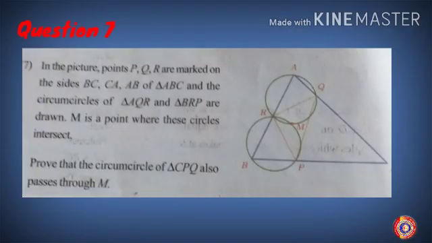Next, question number 7. In the picture, the points P, Q, R are marked on the sides BC, CA, AB of triangle ABC, and the circumcircles of triangle AQR and triangle BRP are drawn. M is the point where these circles intersect. Prove that the circumcircle of triangle CPQ also passes through the point M. Here, the circumcircles of triangle AQR and triangle BRP pass through the point M. We have to prove that the circumcircle of triangle CPQ also passes through the point M.